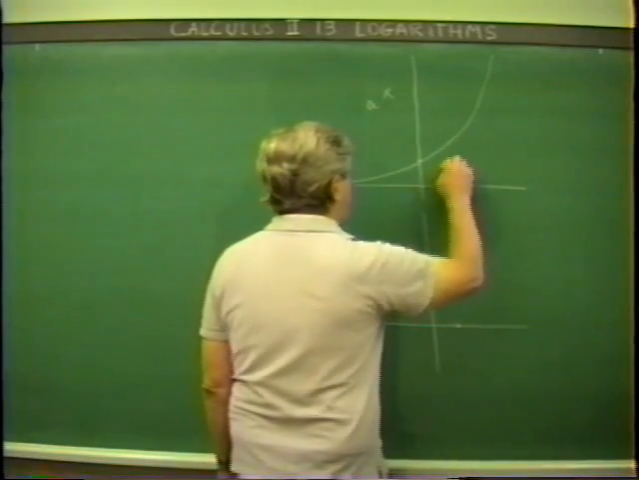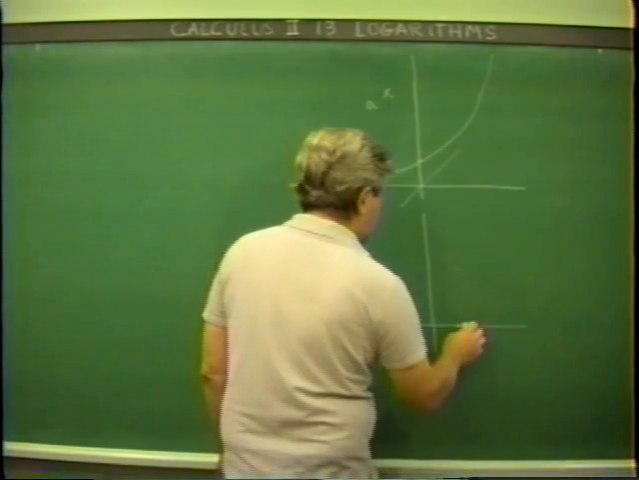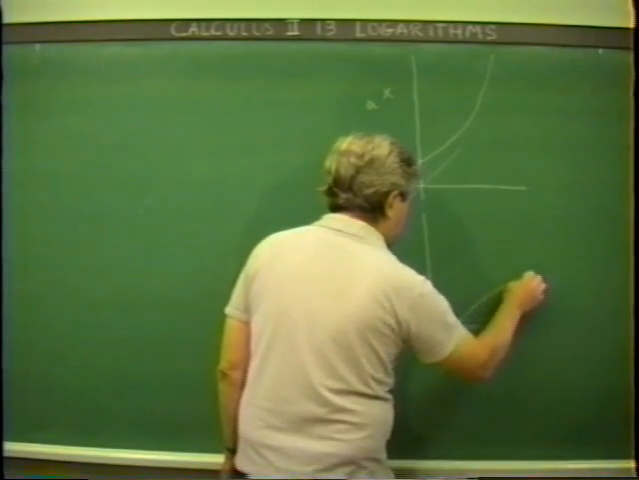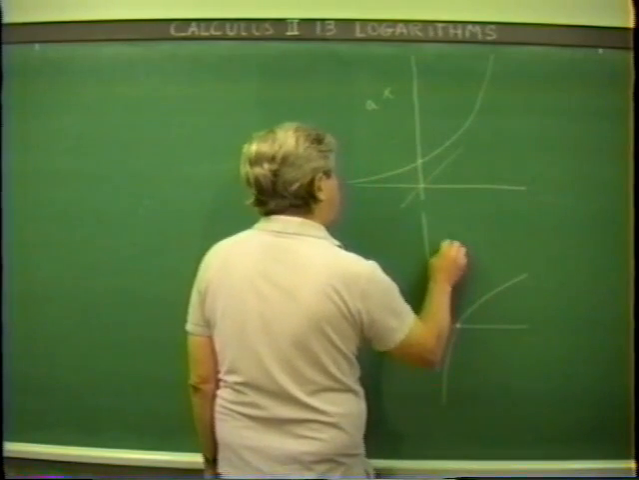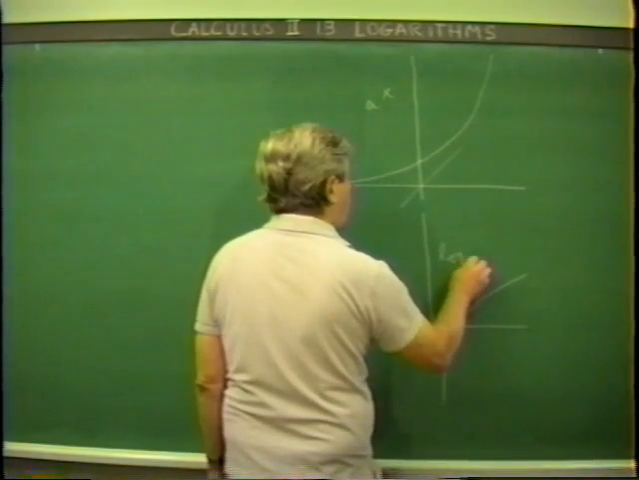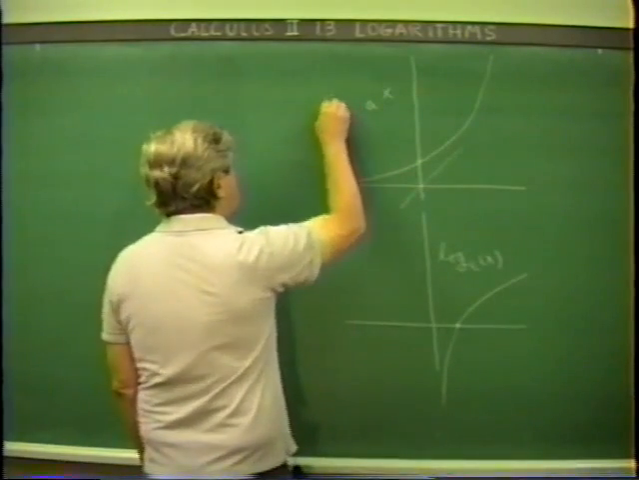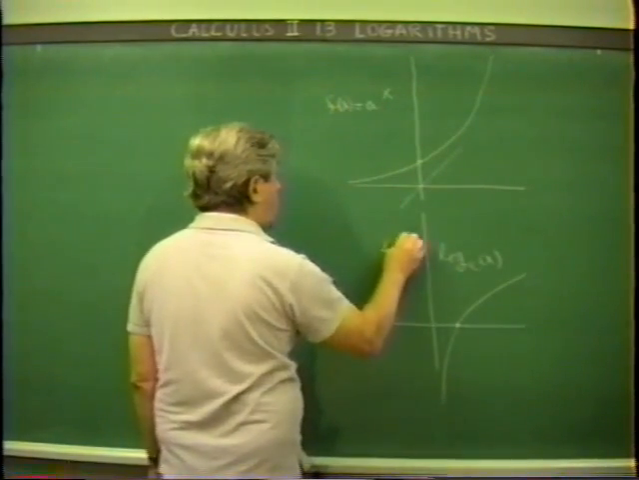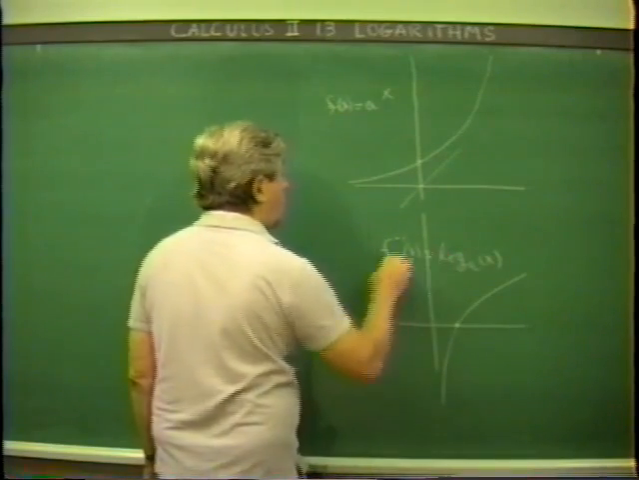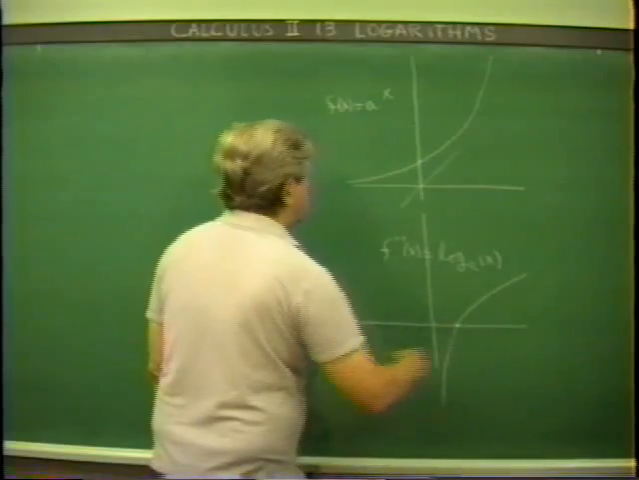And it's going to be what you get if you flip this about the line y equals x. It's going to look something like this. And this is denoted by the log to the base a of x. It's the inverse of the function f of x is a to the x. So this is f inverse. It looks something like this.